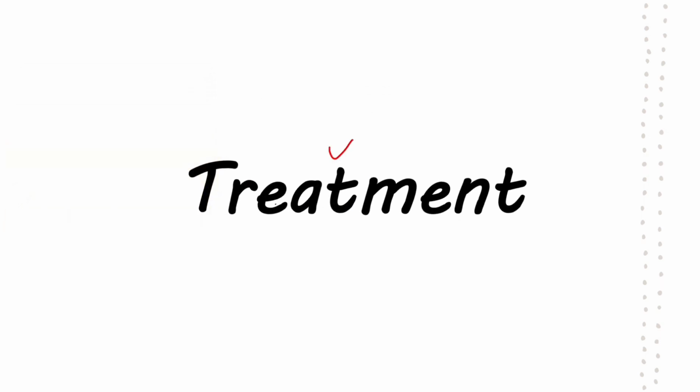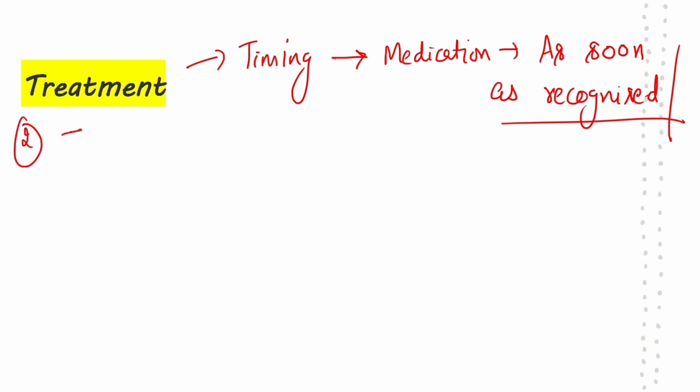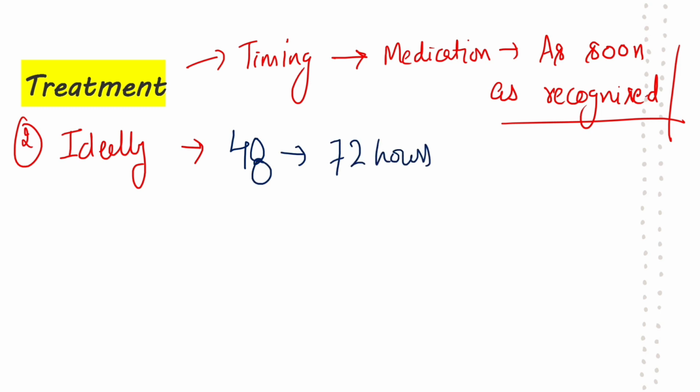Now next we are going to talk about the treatment. One of the important factors in the treatment of herpes simplex infection is timing. Medication should be initiated as early as the prodromal symptoms are recognized, so as to maximize the effectiveness of the therapy. Ideally, the therapeutic measures should start within 48 to 72 hours.